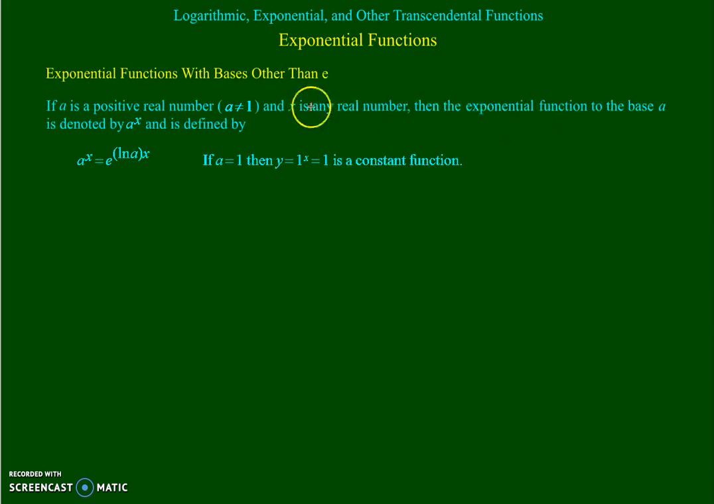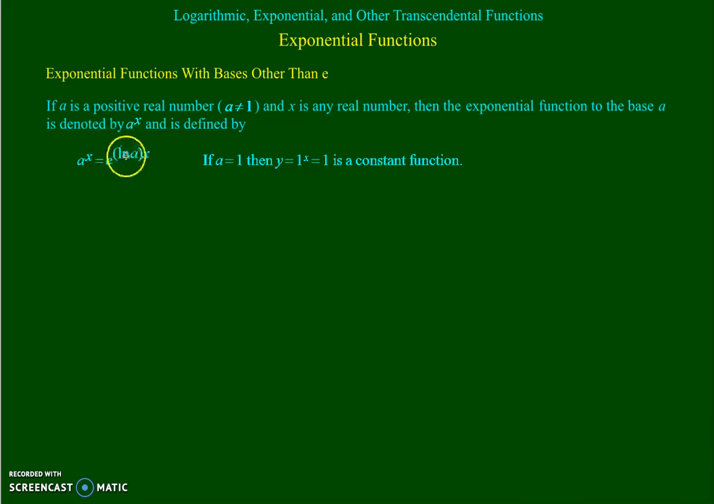Here we have a more formal definition of exponential functions with bases other than e. If a is some positive real number that's not equal to 1, and x is any real number, then the exponential function to the base a is denoted by a to the x and is defined by this expression, a to the x equals e to the ln of a times x. This is simply a trick of exponents. We're using properties of exponents. If you notice that e to the ln of a is just a, because this is e to the log base e. Notice the bases are the same, as you remember in that last picture that we saw. When the bases are the same, they cancel each other out. So a is the same as e to the ln of a.